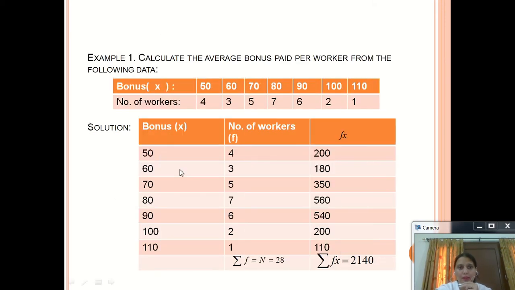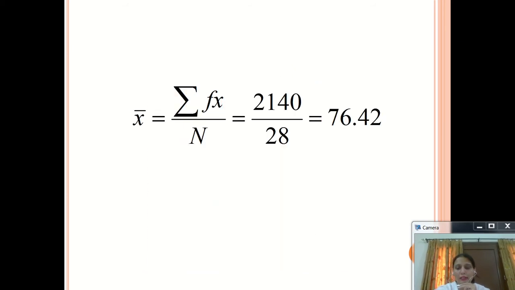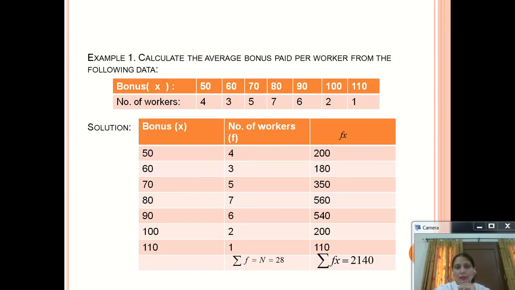Next example: calculate the average bonus paid per worker from the following data. This is the bonus, this is the number of workers. This is the discrete series because a bonus of 50 is given to 4 workers. That is f, that is the frequency. How many workers have been given bonus 50? 4. And 3 workers are given bonus 60.